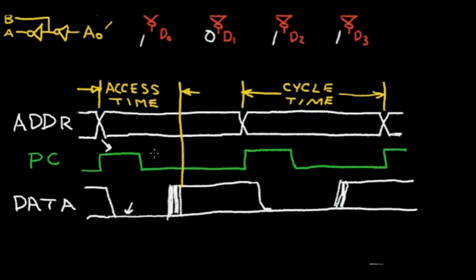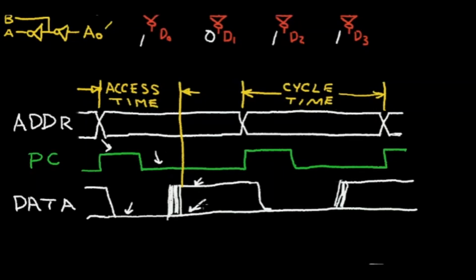Now, when my pre-charge goes to a 0 level, my decoder is enabled, and if I have a transistor present, the output will go to a logic 1. If a transistor is not present, the output will just stay at a logic 0 level.